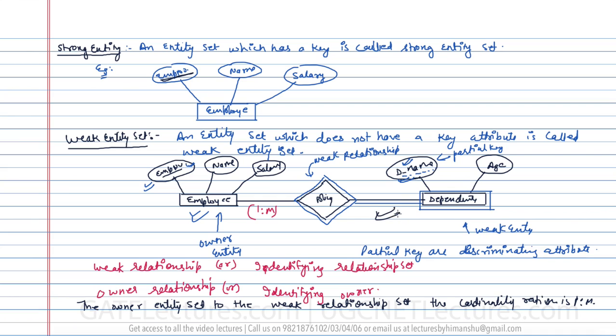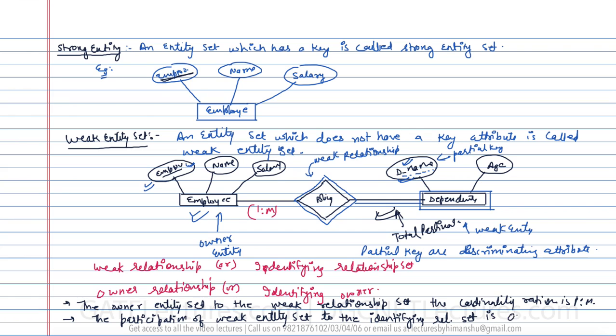And the participation of the weak entity set in the identifying relationship set is always total. So you can write it down: the participation of the weak entity set in the identifying relationship set is always total. That means we're always going to have a total participation.